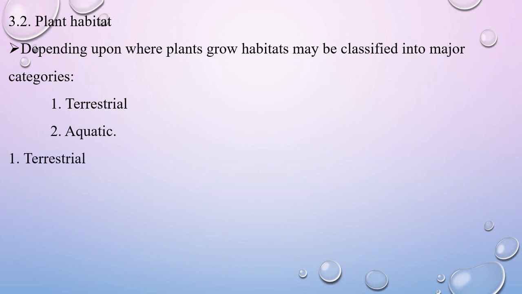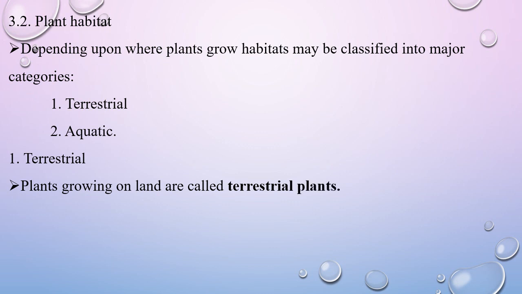Terrestrial, you know, terrestrial means land. So the plants which are growing on land are called terrestrial plants. The following table gives an illustration of the terrestrial plants, how they have been classified based on their environment. Next is the aquatic plants.